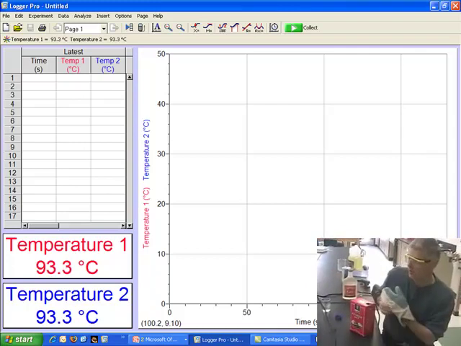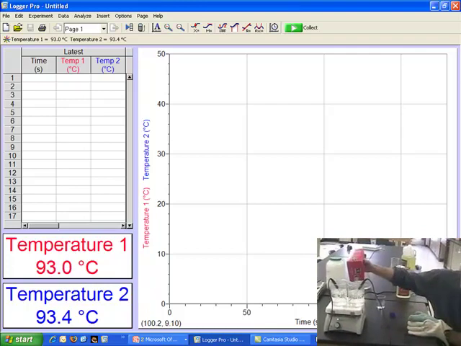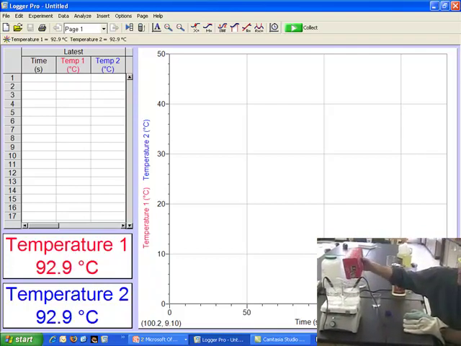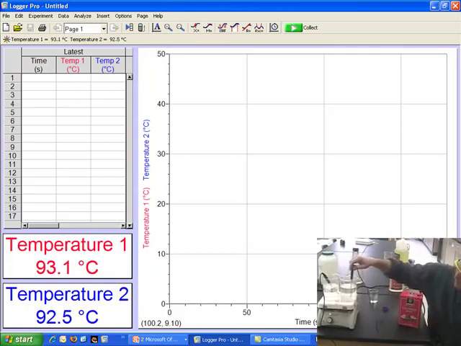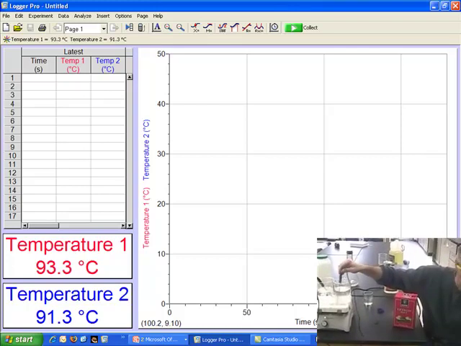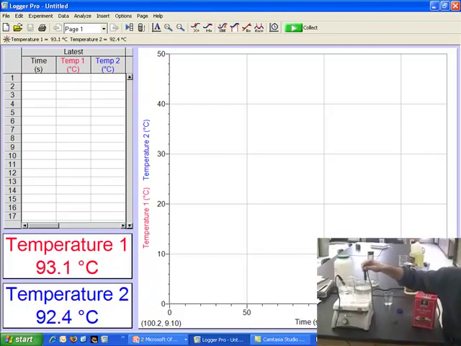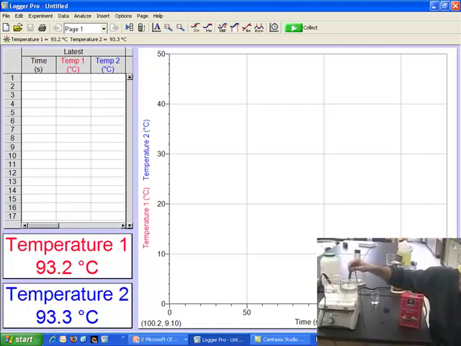Okay? And so this is beaker number one, and this is beaker number two. Into beaker number two, I'm going to make a solution. It's just water, so the solution will just be salt water. So I'm going to add some salt to beaker number two. Notice that the water is not boiling anymore. But as I stir it, what you should be seeing also on the screen is the temperature changing. Is that correct, Mr. Sands? It's going back up to where it was, 93.3.